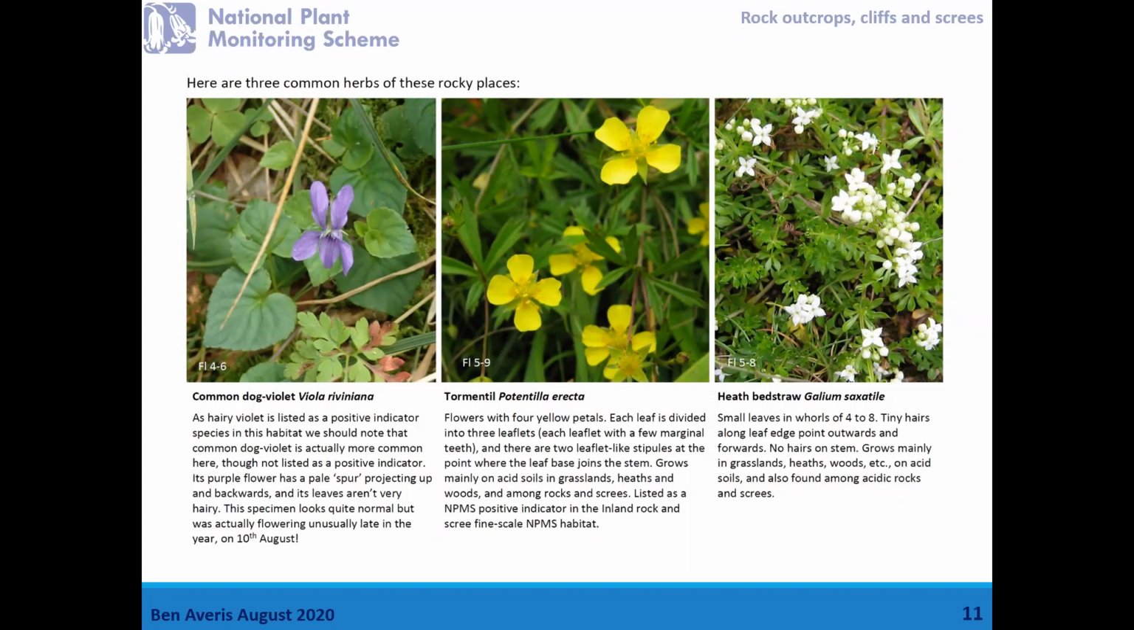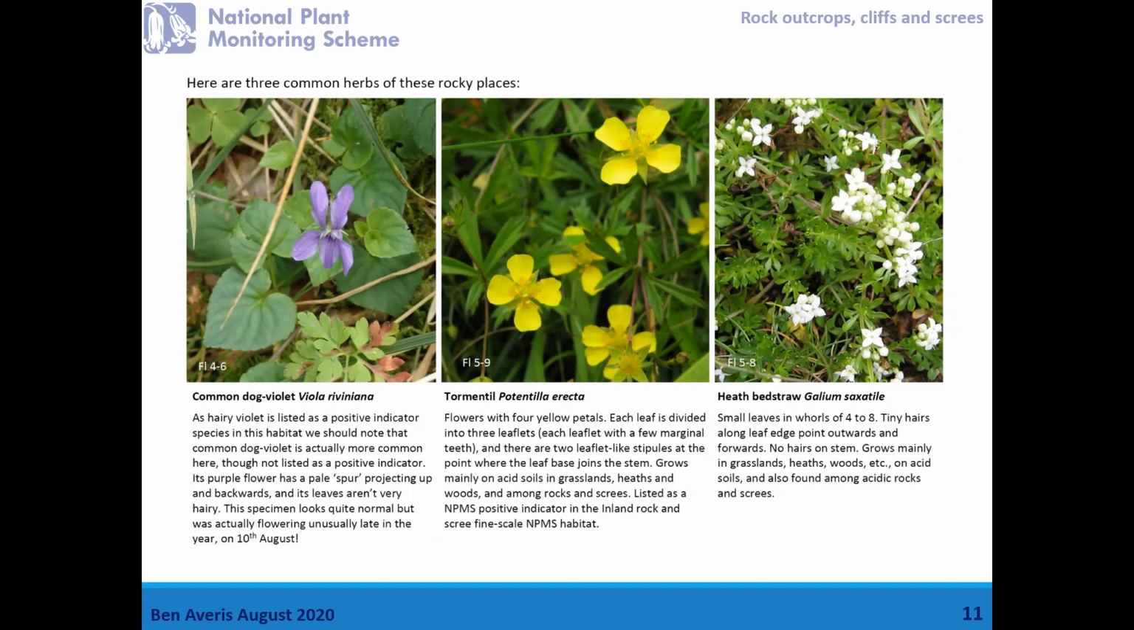Okay, heath bedstraw very commonly accompanies the tormentil in acid places like grasslands and heaths and acid woods and so on, especially where it's grazed. But it's so common, again, it can get into rocky places too. It's a low creeping bedstraw with a very smooth texture, because it doesn't have any of those tiny hairs that point backwards and give it a rather rough feel, as is the case with so many bedstraws.